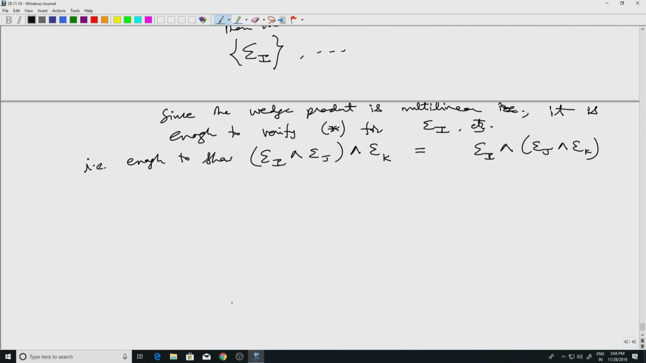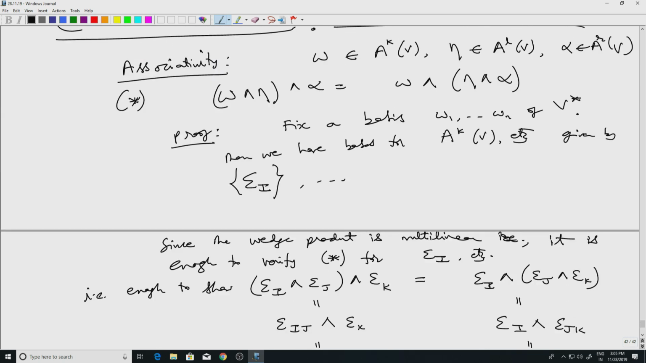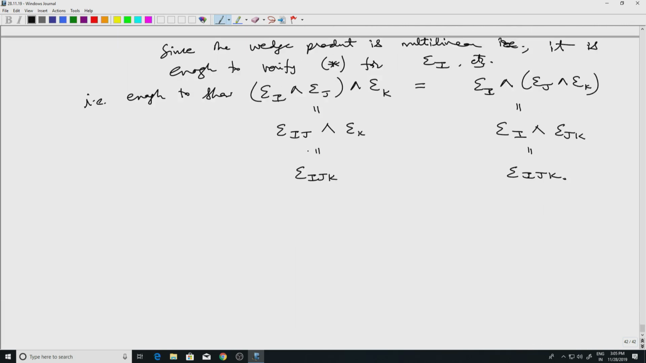But the left side here, we have seen, is the same as epsilon ij wedge epsilon k, which is the same as epsilon ijk, and similarly the right side is epsilon I wedge epsilon jk, which is equal to epsilon ijk. So both sides are the same. Therefore, this star holds. So it's a pretty straightforward consequence of this.